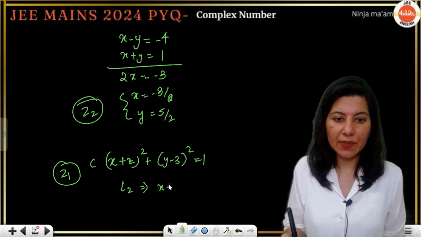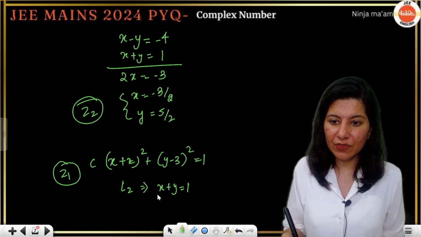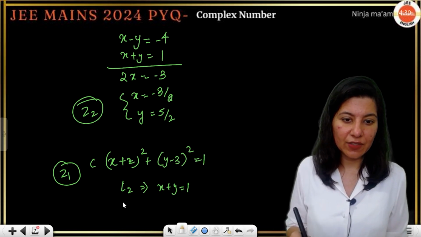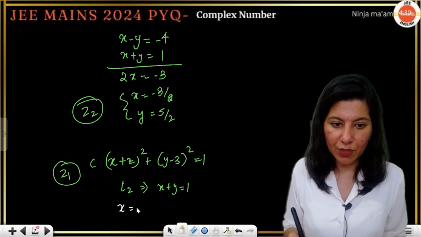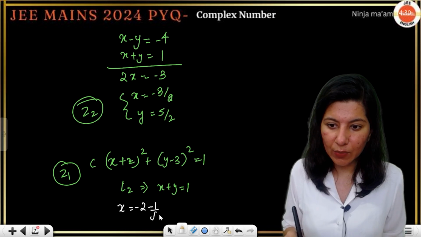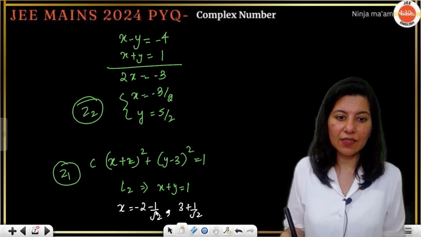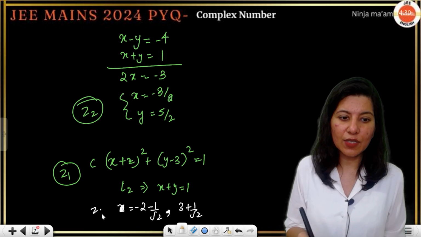L2 will be x plus y equals 1. If you solve these two, it will take some time, but you have to solve it. So your x will become, I have solved it already, minus 2 minus 1 by root 2, comma 3 plus 1 by root 2. This is x comma y. So this is your Z1.